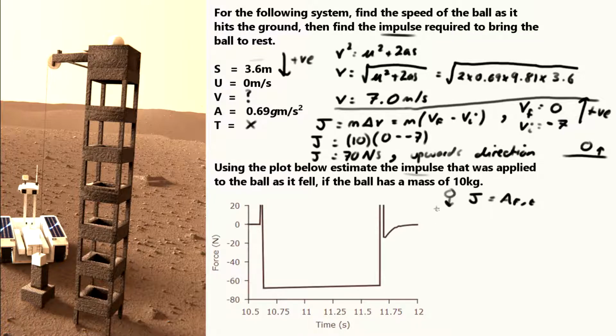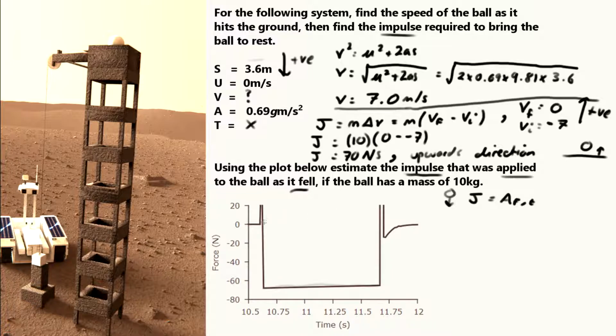But what area are we trying to consider? We know that if we want to find the impulse that was applied to the ball as it fell, as the question states, then we need to only consider the area of the graph that applies when the ball is free falling. And this is going to be the only part of the graph where the force is uninterrupted, because only the force of gravity applies. So therefore, you can see that in this region here, we have a pretty much uninterrupted force, which applies for roughly a second. And so this to me looks like the time we should be considering.